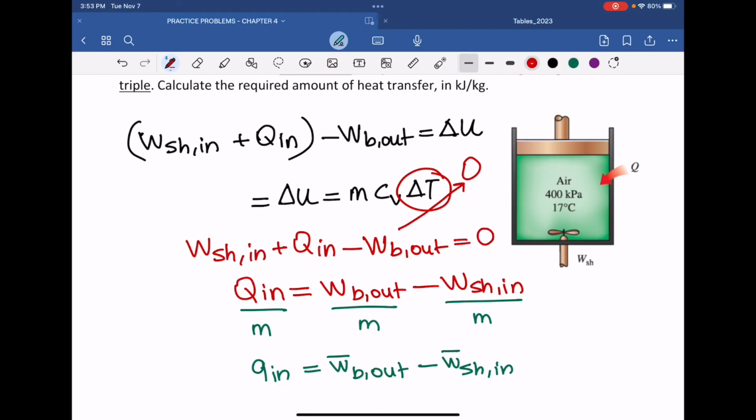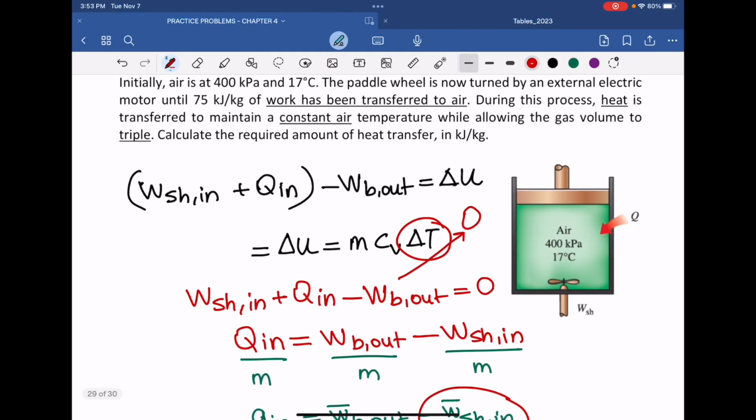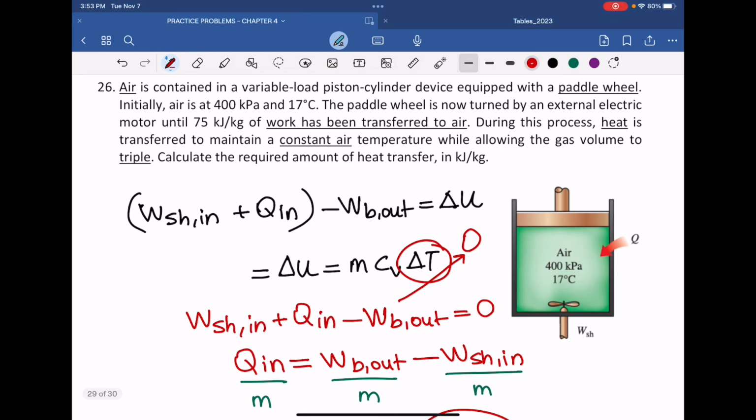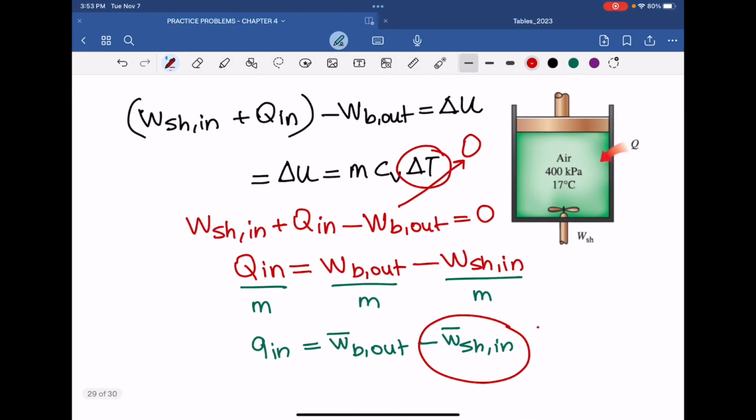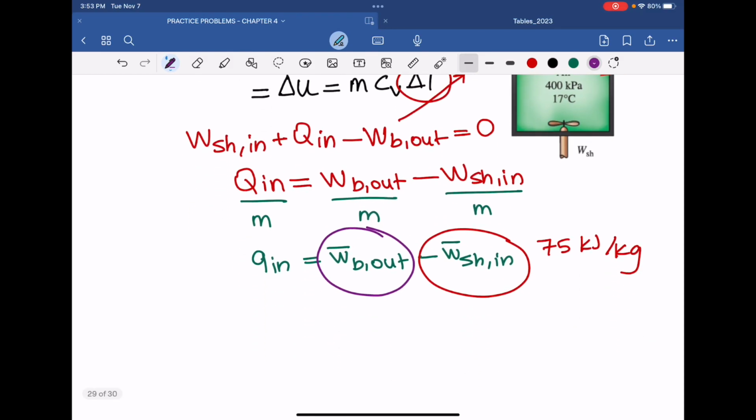So they already give this one to us, 75 kilojoule per kilogram. Now I need to figure out this one and how I can do it. Now you need to remember this equation.